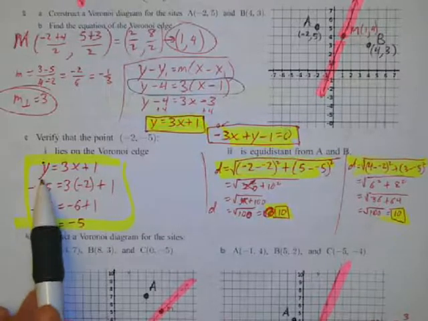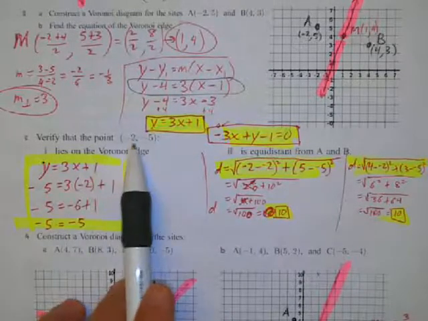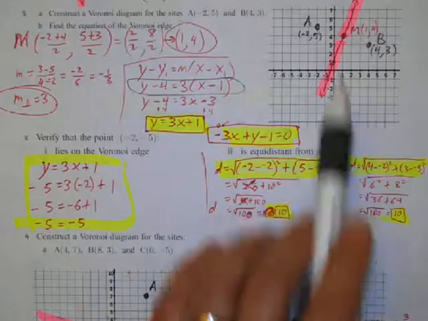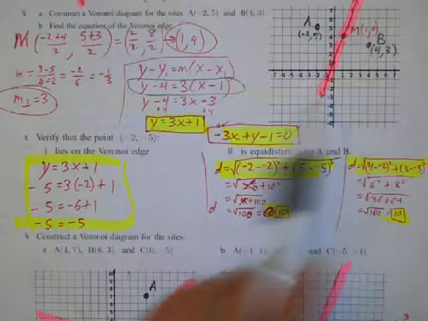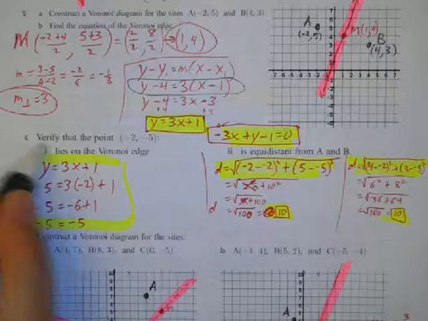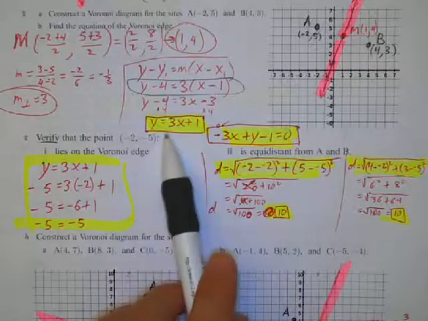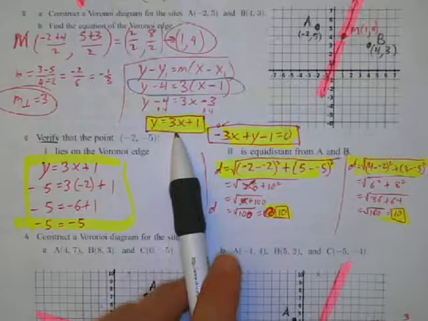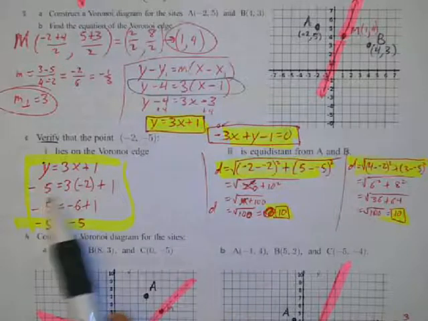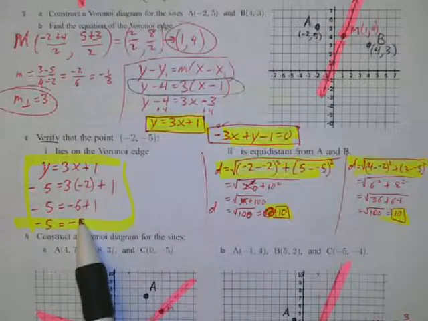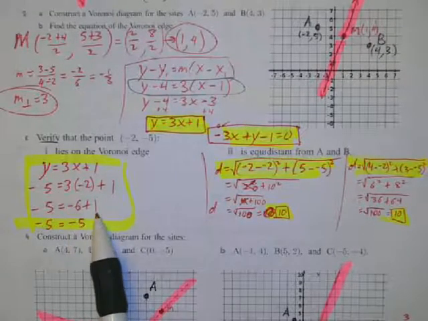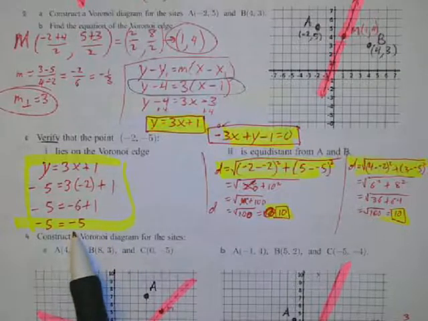So, verify that -2, -5 lies on the Voronoi edge. Okay, so what I did was to verify it, I plug it into one of these equations. So let's see, if I plug it into this equation, I can plug in -2 for x, I can plug in -5 for y, and then I've got 6 times -2 is 6 times 3 times -2 is -6. -6 plus 1 gives me -5, and there I've verified it.